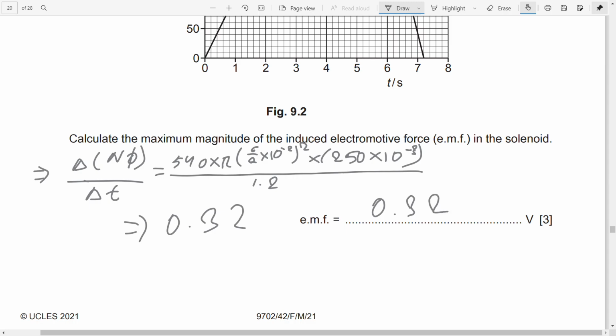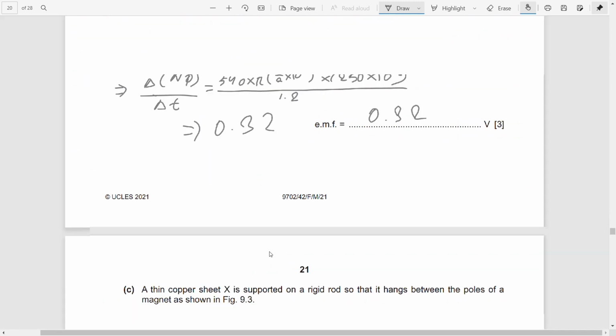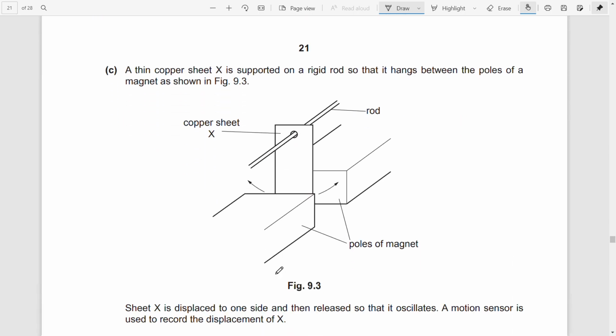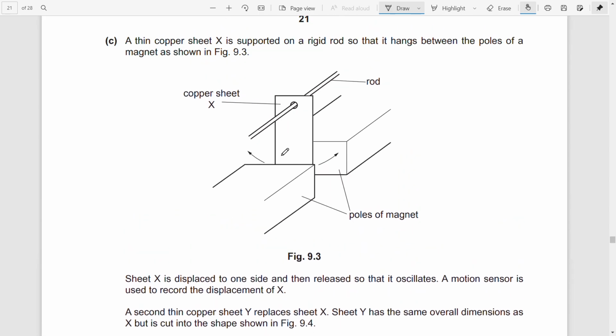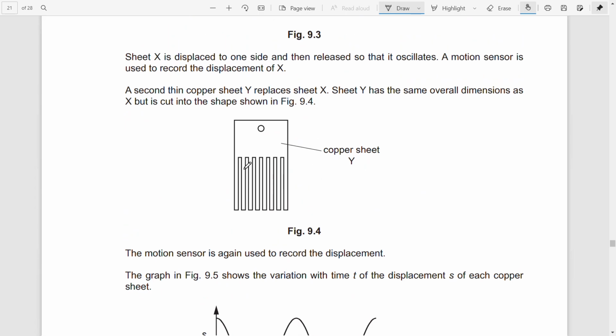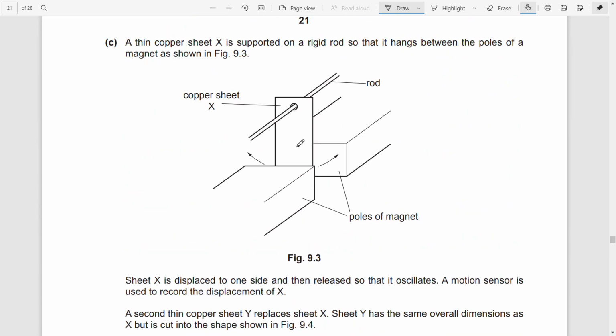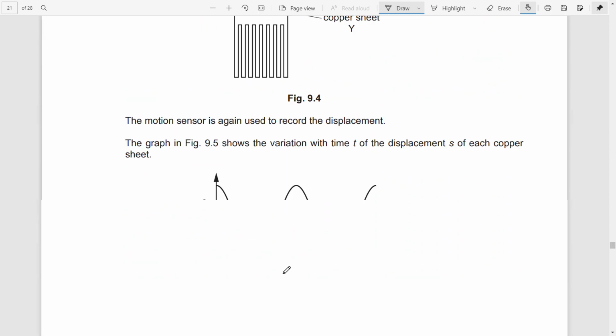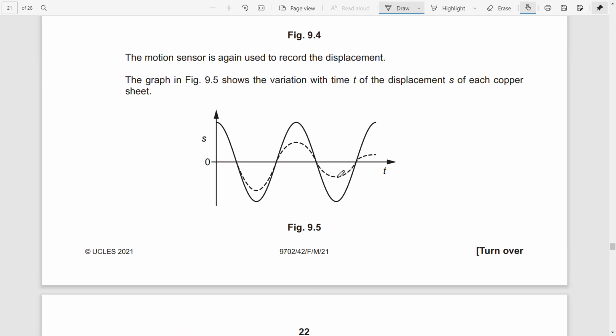Seems like tough, but don't panic. The questions are very easy. And here, a copper sheet is supported on a rigid rod so that it hangs between the poles of a magnet as shown in the figure. So actually this is a copper rod, and when it moves, like oscillates, it is replaced by this sheet. X is replaced by this one copper sheet, which has this bar, and this seems like damping, light damping, I could say. This is light damping.